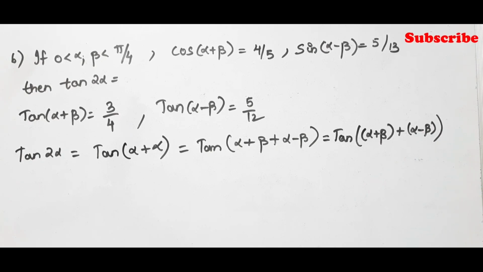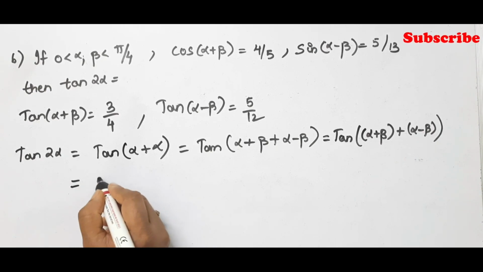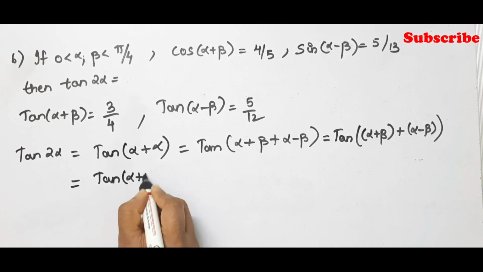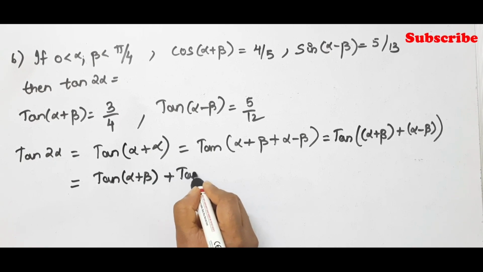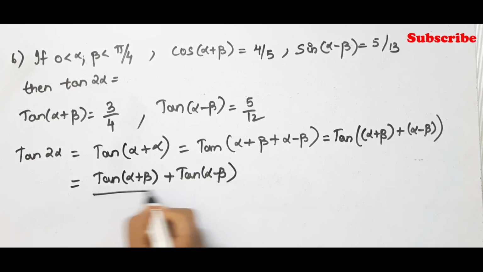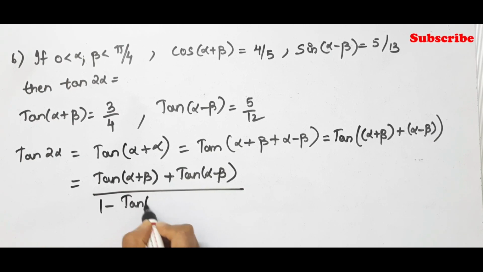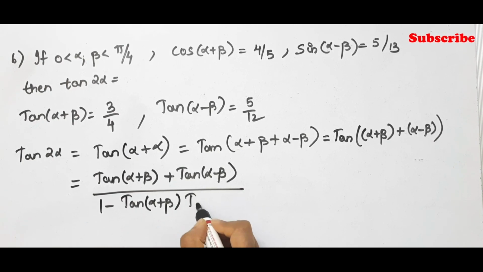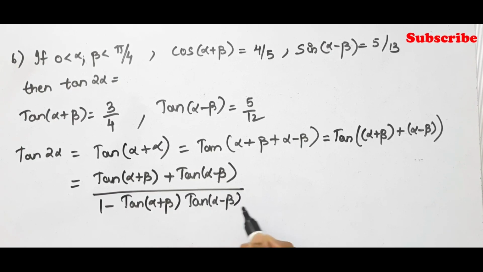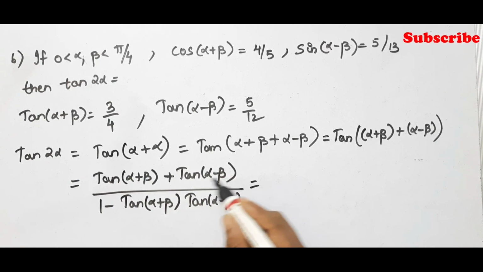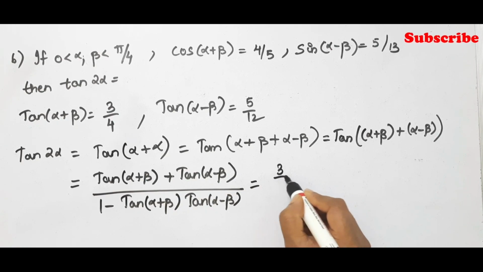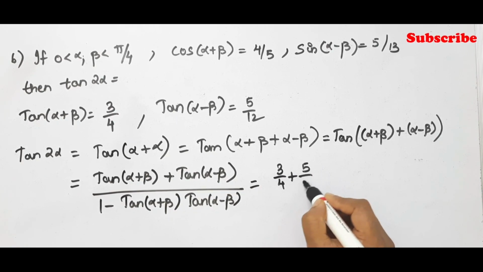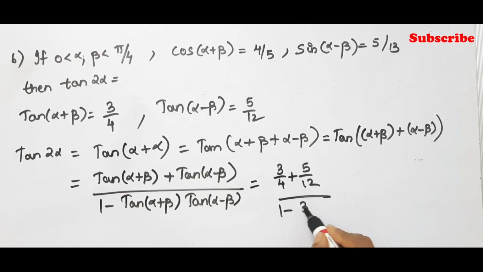So this is of the form tan of A plus B. We know the formula: tan of alpha plus beta plus tan of alpha minus beta by 1 minus tan of alpha plus beta times tan of alpha minus beta. We have the values of tan of alpha plus beta and tan of alpha minus beta. Just substitute here and you will get the required answer. Tan of alpha plus beta is 3 by 4 plus 5 by 12, by 1 minus tan of alpha plus beta, which we got as 3 by 4, times tan of alpha minus beta, which we got as 5 by 12.